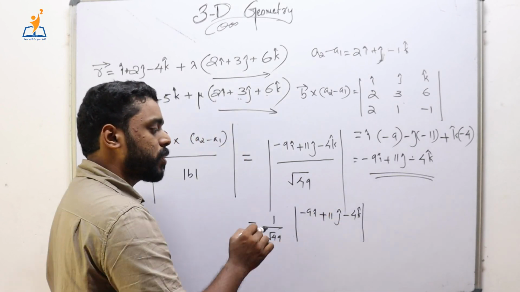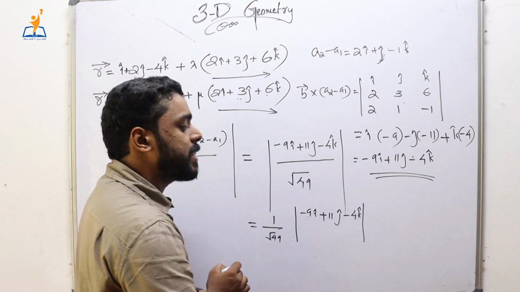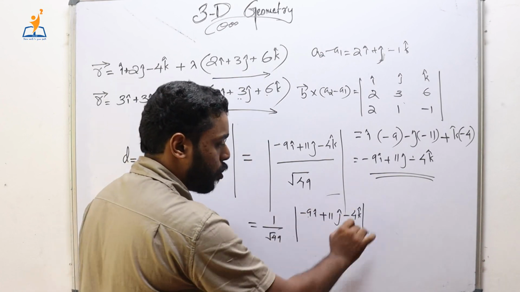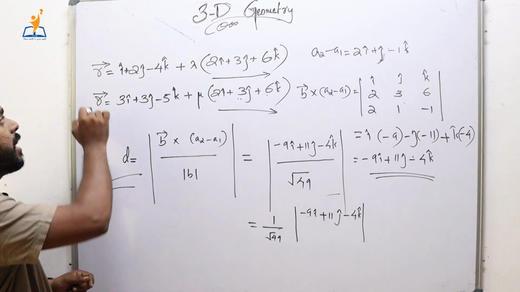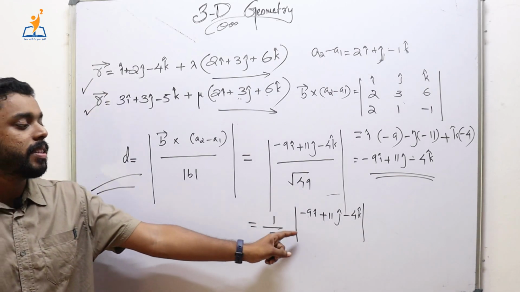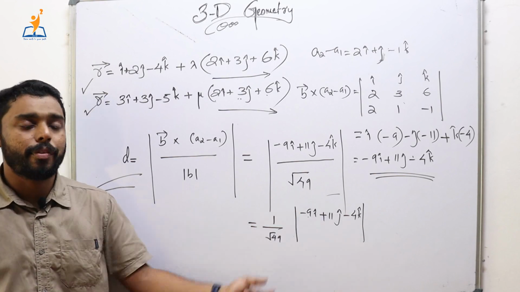Now again we can use the formula of square root. Square root of 81 plus 121 plus 16 will be the modulus value of this vector. Hence we get the shortest distance between these two lines as this single number. I am leaving this final answer for you. You can easily find it out.